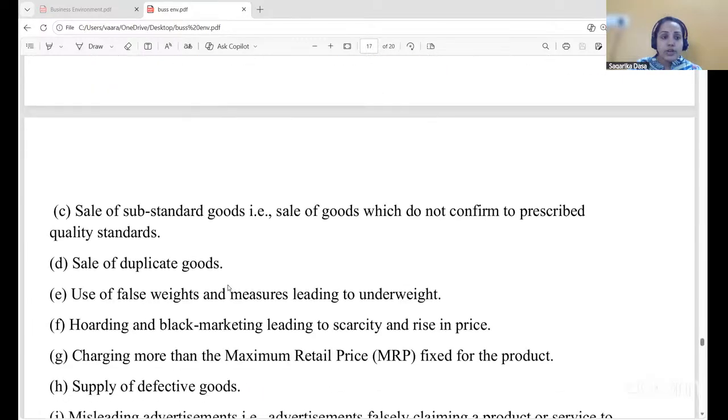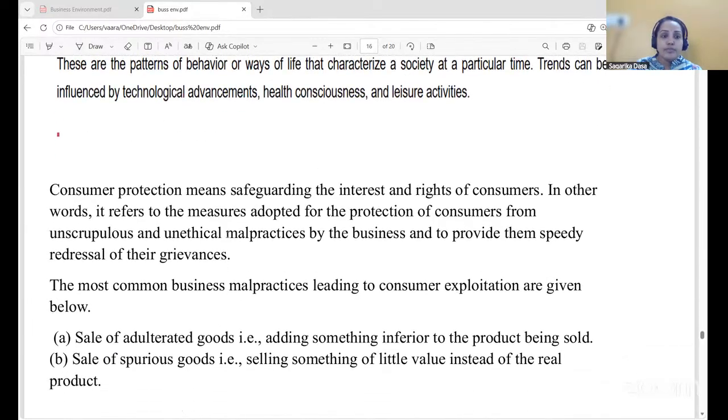Then we have something called consumer protection. Consumer protection means safeguarding the interest and rights of the consumer. When we purchase any goods, it is the responsibility of some of the institutions or businesses or the government that they should give the consumer the good product, the right quantity, and every consumer has rights. So, to protect these rights, consumer protection came into existence.